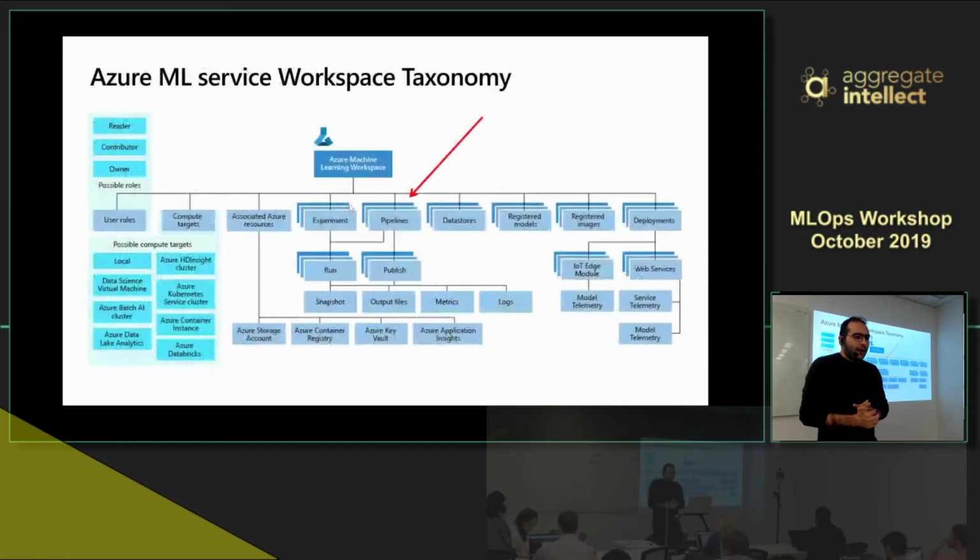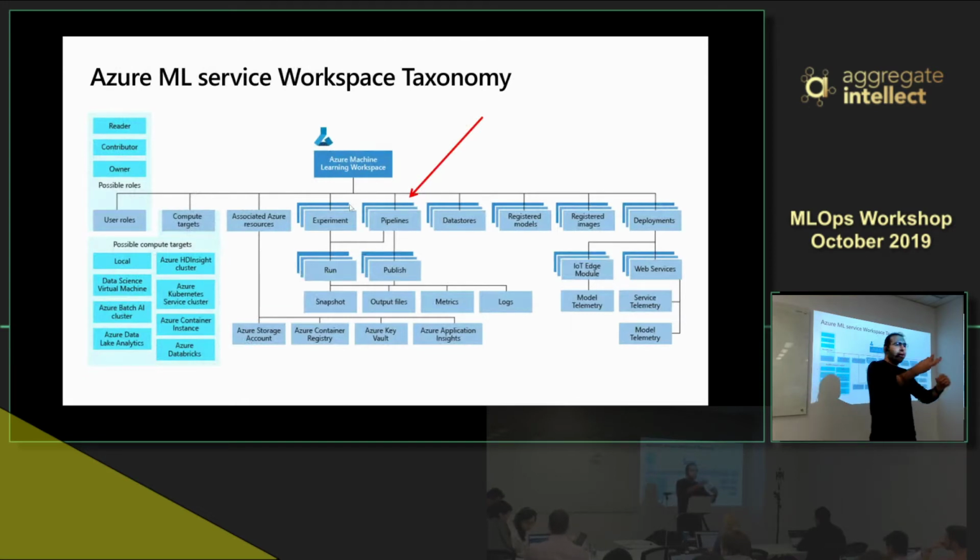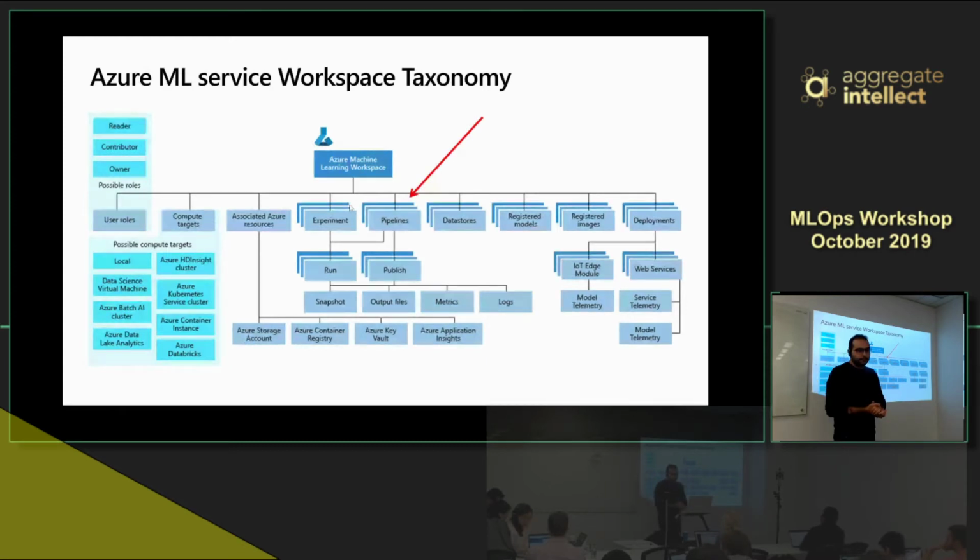From the taxonomy of the ML workspace, which you have worked in over the past 3 weeks, it is actually located here, which is separate from the experiments. But whenever you create a pipeline and execute it, it needs to be associated to an experiment. So whenever you run a pipeline, it has to be associated to an experiment, and it will be executed.